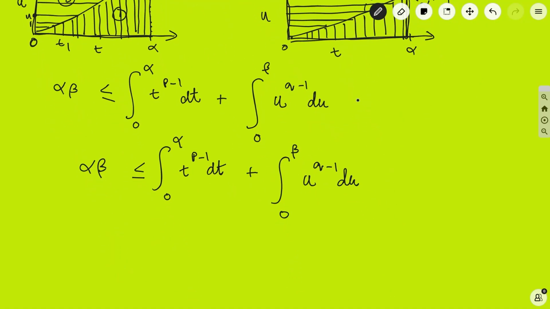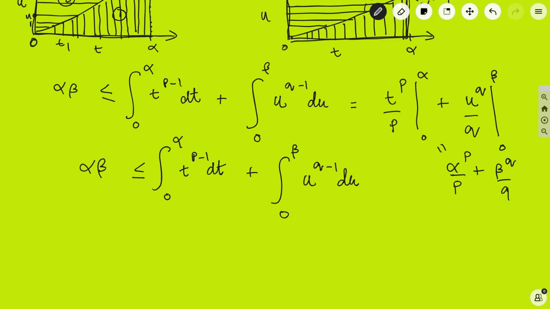Now let's try to integrate this. So this right-hand side, the integration of t to the power p minus 1 dt is nothing but t to the power p by p, right? And you just need to evaluate the limits 0 and alpha, plus q by q, and you just need to evaluate the limits 0 and beta. So this is nothing but alpha to the power p by p plus beta to the power q by q, because when you plug in 0, it just vanishes. So you have alpha to the power p divided by p plus beta to the power q divided by q.